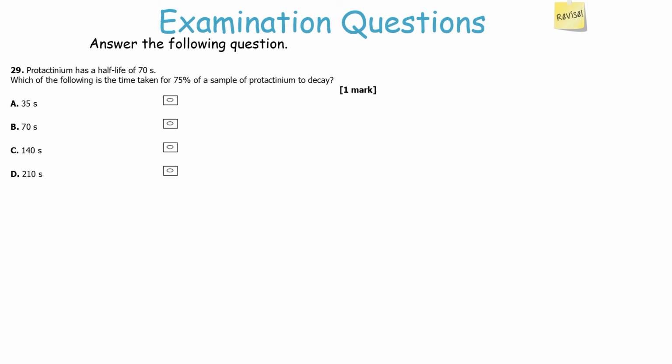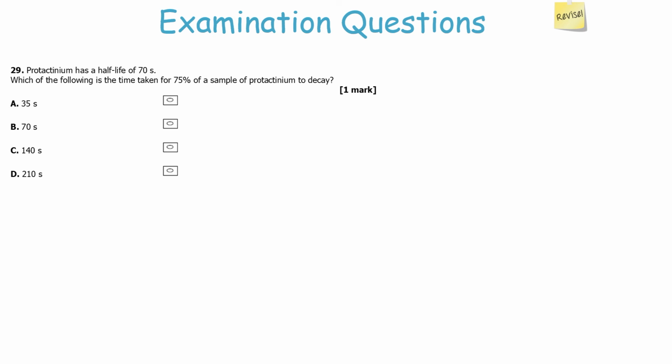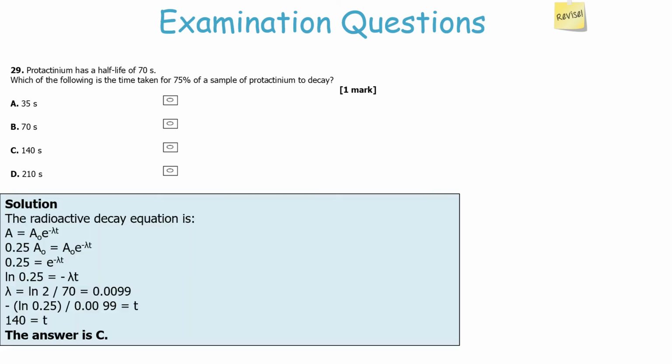Protactinium has a half-life of 70 seconds. Which of the following is the time taken for 75% of the sample of protactinium to decay? So pause the video now, then unpause the video when you want to go through your answers. Right, so how would you tackle this question?